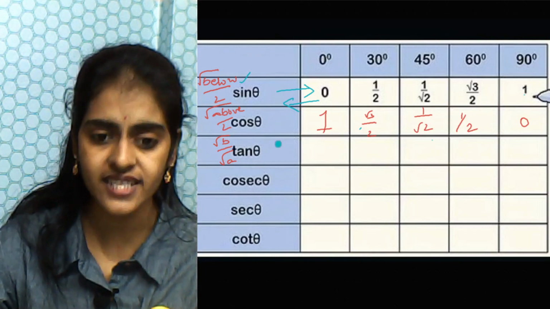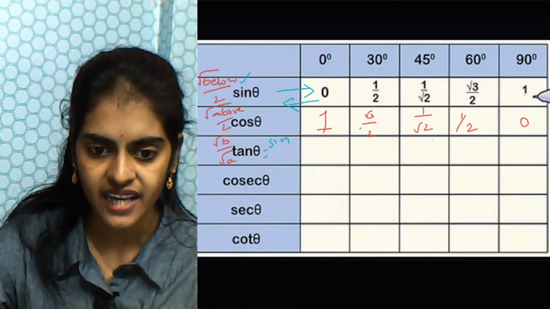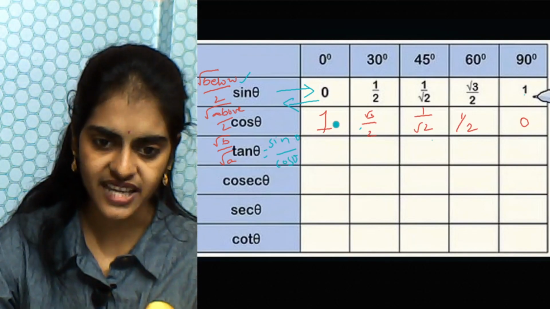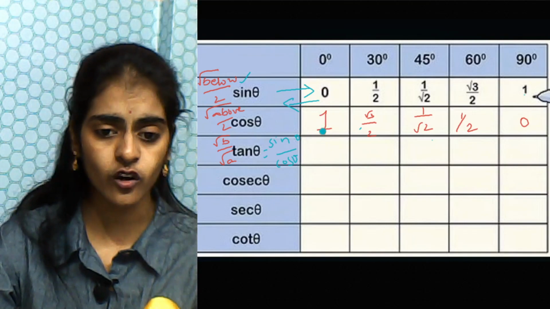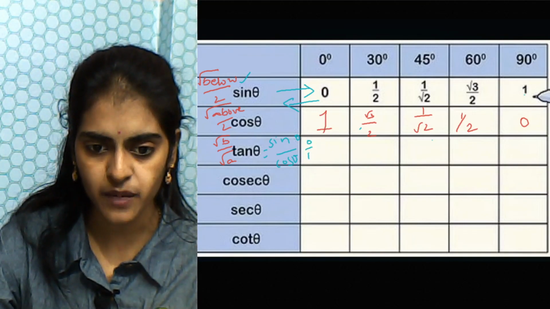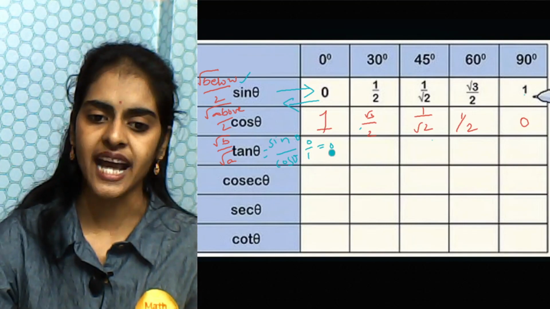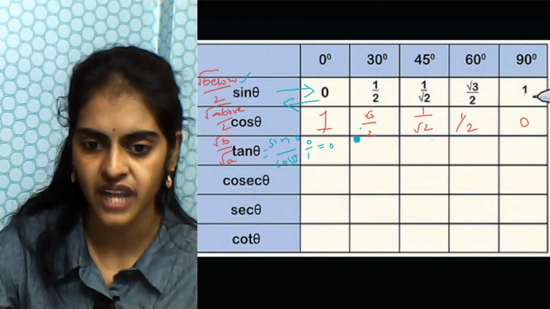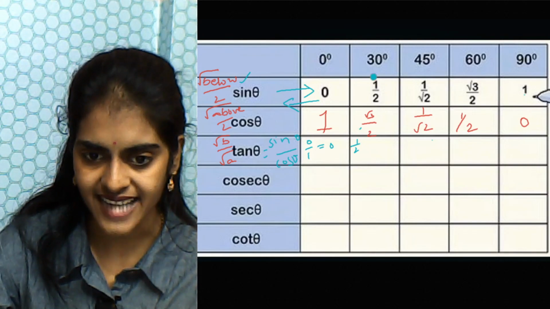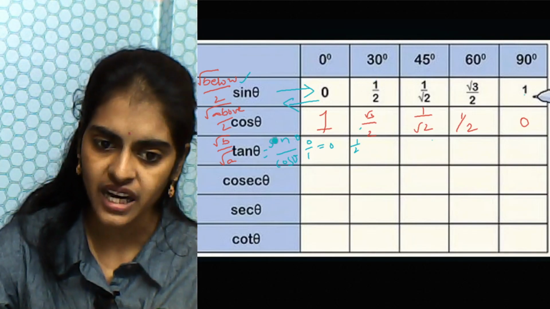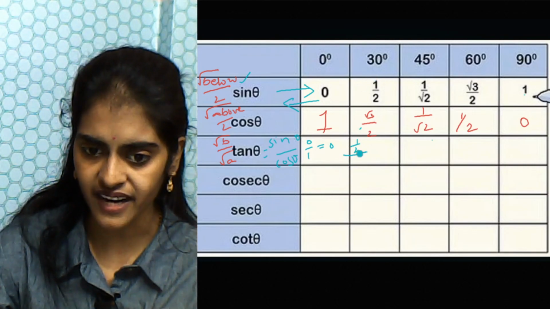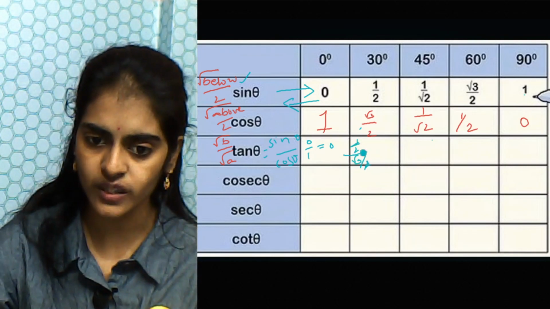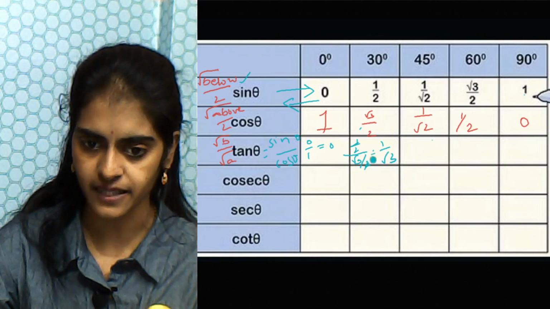I told you tan is nothing but sine divided by cos, isn't it? So here you have sine and cos values. See, 0 divided by 1 gives you what? 0. So tan 0 is 0. Understood? Simply you have all the values, just divide and see. Sine 30 is 1 by 2, cos 30 is root 3 by 2. So dividing these two, you will get tan 30. The 2 and 2 get cancelled, you will have 1 by root 3.